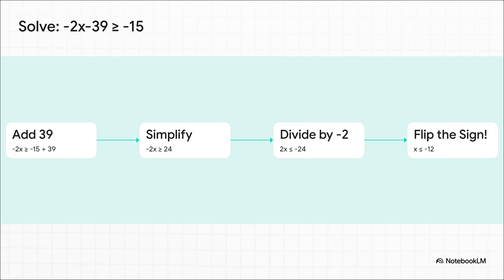We start by adding 39 to both sides. No problem. That leaves us with negative 2x is greater than or equal to 24. Now, to get x alone, we have to divide by negative 2. And the moment we do that, bam, we have to flip the sign. That greater than or equal to instantly becomes less than or equal to. And our final answer is x is less than or equal to negative 12. That one step makes all the difference.